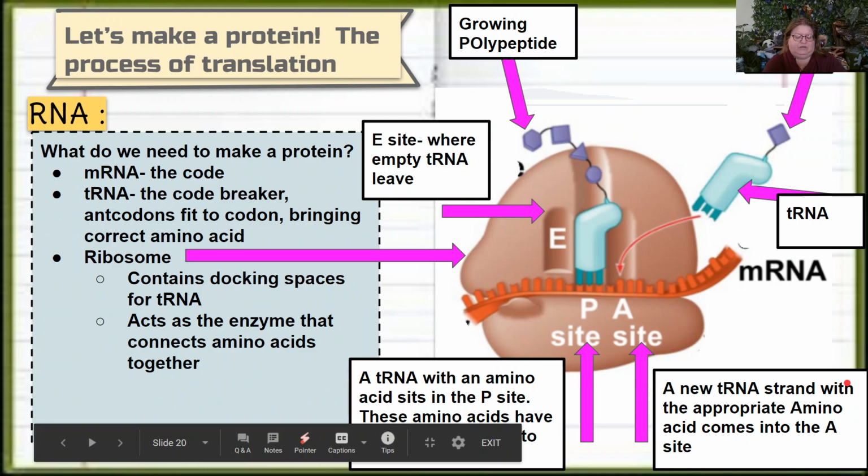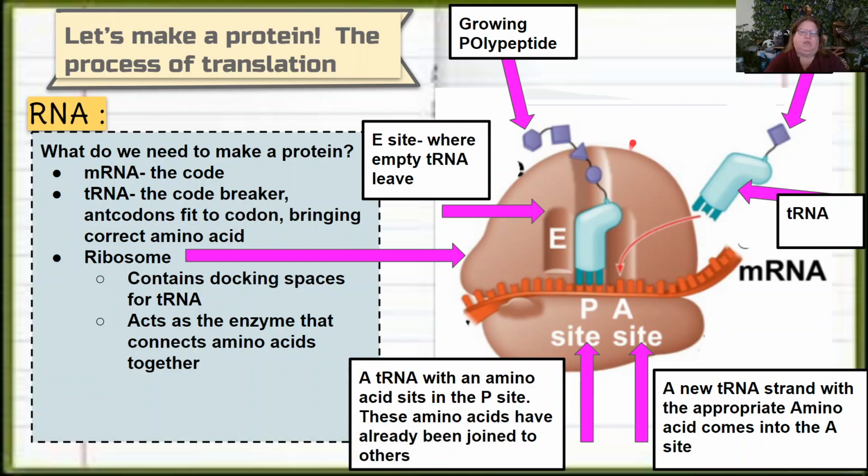Now the last thing I want to discuss with you would be the starting point of our translation. Now, there's a lot on this page to unpack, but let's start with the idea of what do we need to translate? Well, we need the actual message, right? We need the code. That would be the mRNA strand. And then with the code, we need a code breaker. And that would be the tRNA. The tRNA is what speaks both languages. We're going to bring the right amino acid to the mRNA.